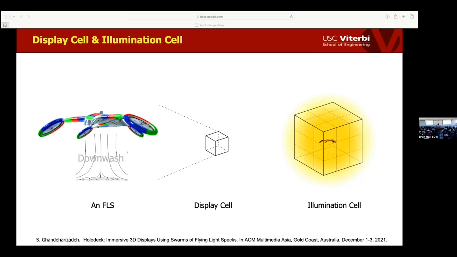This FLS can illuminate an illumination cell. Over here, the illumination cell is represented as a cube consisting of 27 display cells, 3 by 3 by 3. Here the FLS is shown as illuminating the entire illumination cell, but in practice, it should be able to illuminate an arbitrary face of this cube. That's the hope. The other part of the design is that the FLS should be invisible. When it lights up one of these illumination cells, it should not be visible to the human eye. The human eye should not notice it, so that it can provide the illusion of the shapes that it is illuminating.